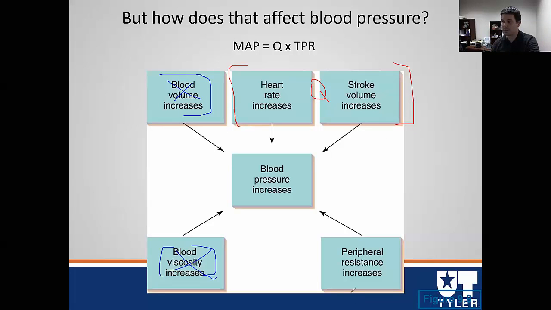So cardiac output goes up. What happens to peripheral resistance, right? So does it increase? Does it decrease? What happens? Let's talk about it.